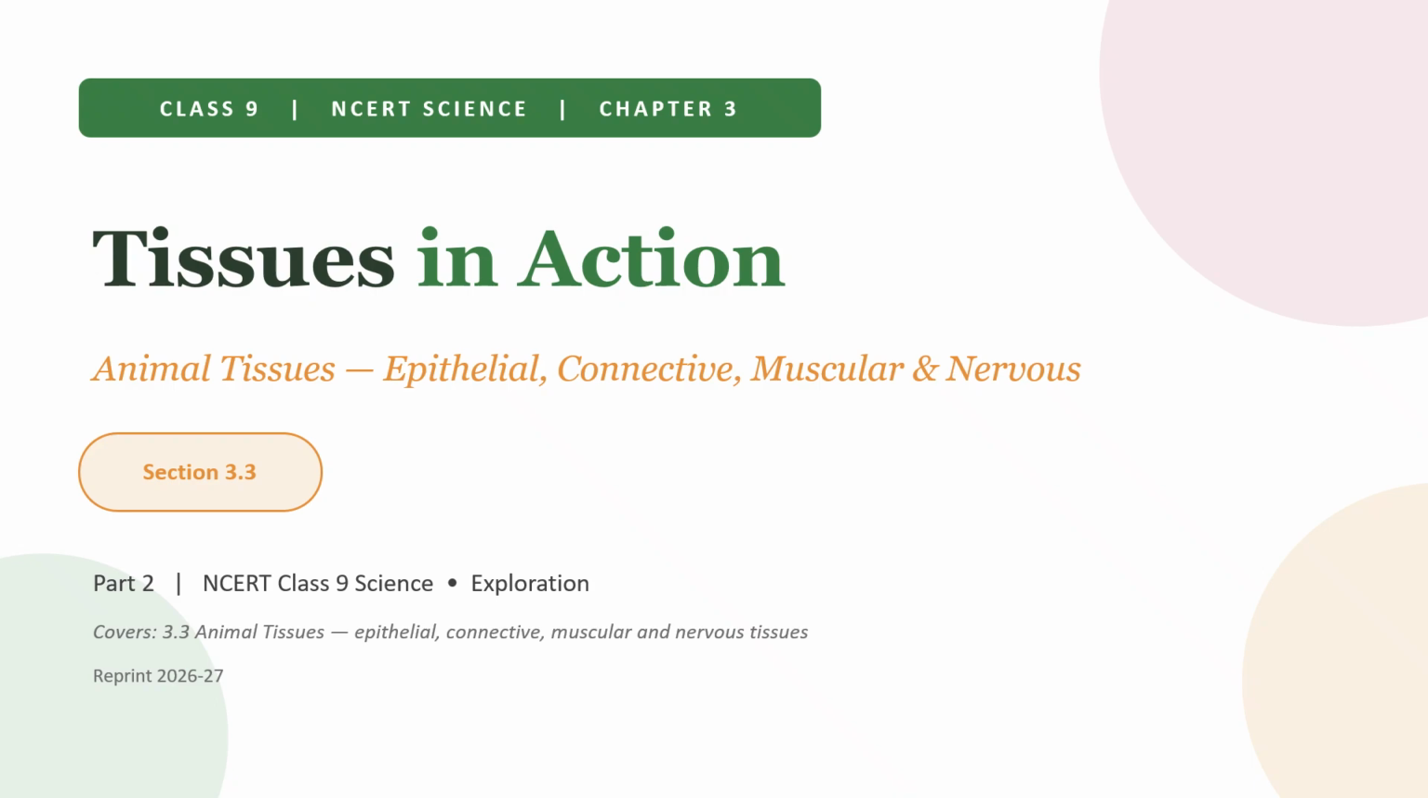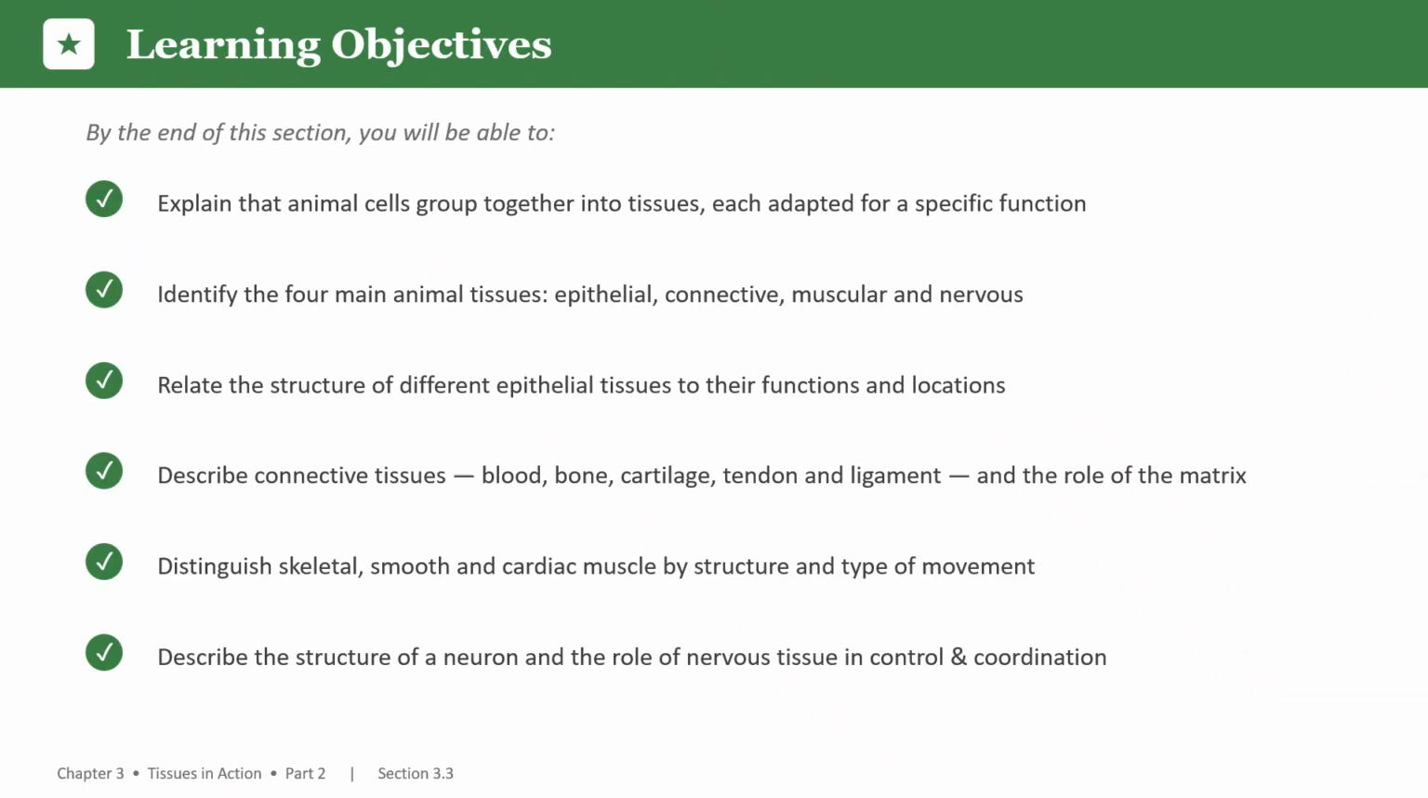Today we are going to see Class 9 Science Chapter 3 Tissues in Action. In that we are going to see animal tissues. So today we'll be learning about animal tissues and also four main animal tissues and also the structure of different epithelial tissues and about the connective tissues, about skeletal, smooth and cardiac muscles, its structure and its type of movement and also structure of neuron.